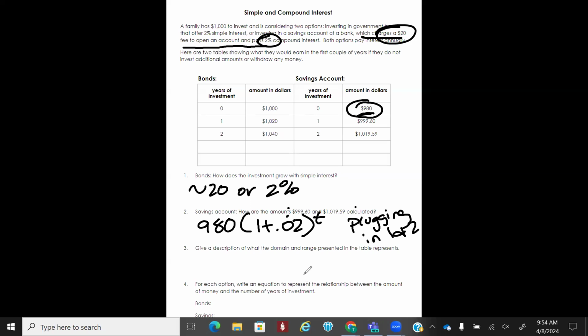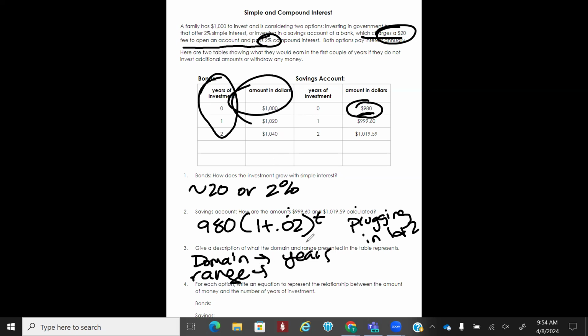Now, number 3, it says, give a description of what the domain and range presented in the table represent. For our domain, what does that represent? Yep, number of years. And our range represents what? Amount of money.